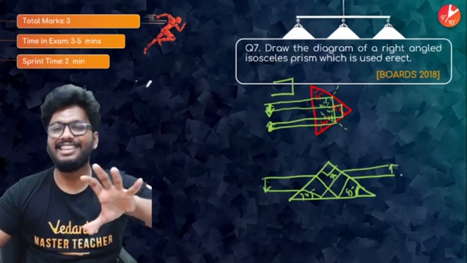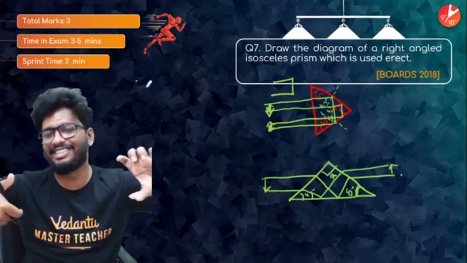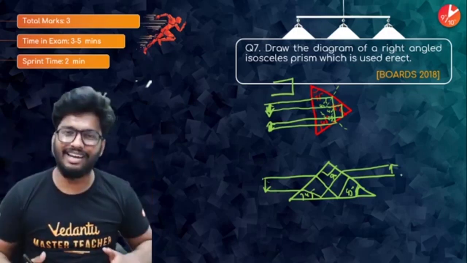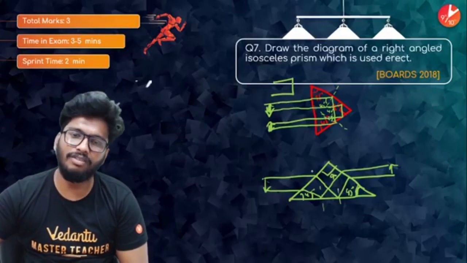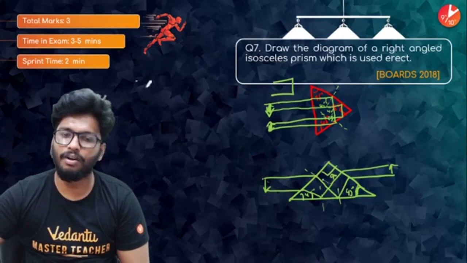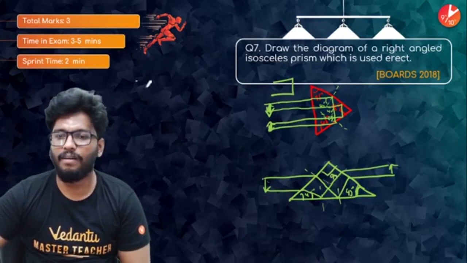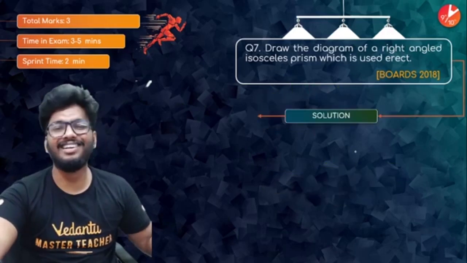Now, in this case, there is no deviation whatsoever. It is just getting inverted. So you can do both of these ray diagrams. It does not really matter which one you do. It's totally up to you guys. Make sure that you choose one and do it accordingly. So that is the answer, guys.